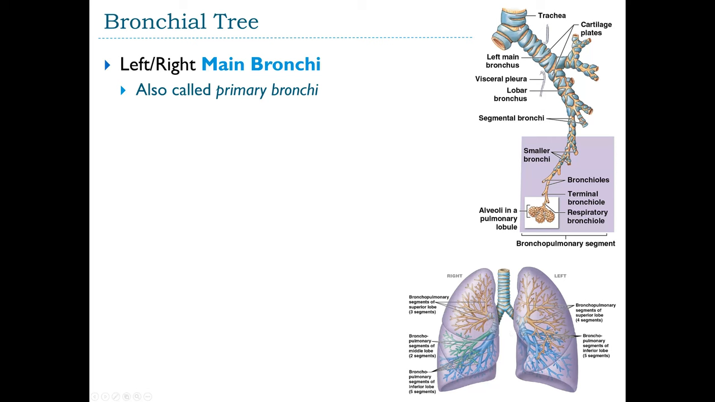So at the bottom of the trachea, the first branching point is into a left and right main bronchus. So you have a left main bronchus and then a right main bronchus, which has been cut off in this picture. These can also be called primary bronchi, and you have one main bronchus for each lung. So you have two lungs, two main bronchi. And notice that bronchus is singular and bronchi is plural.